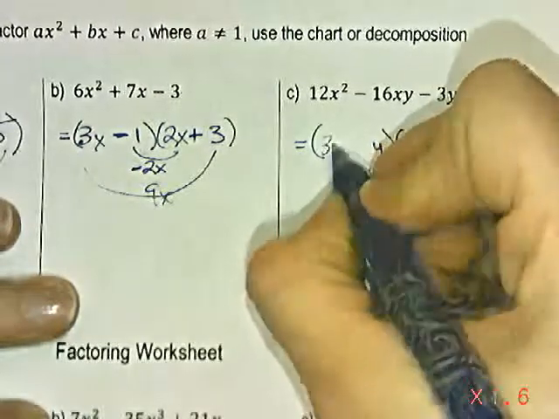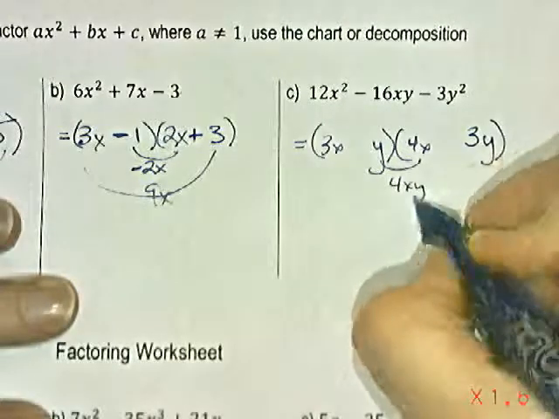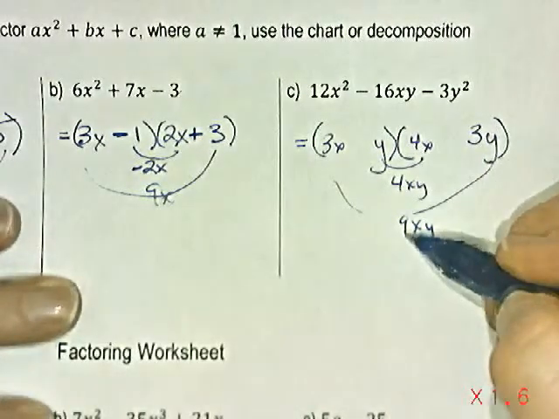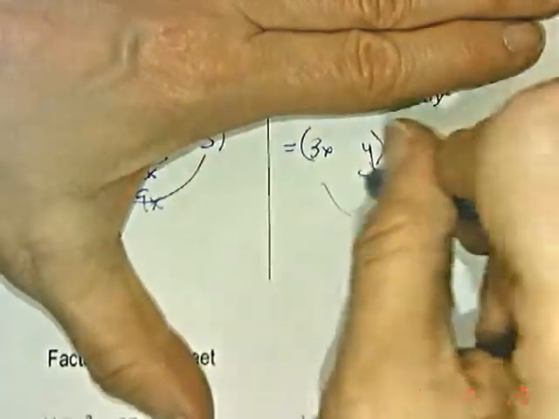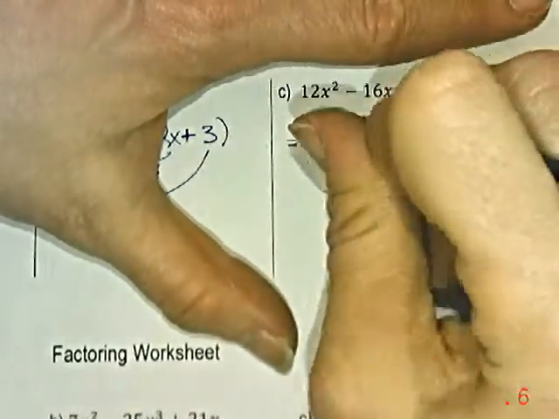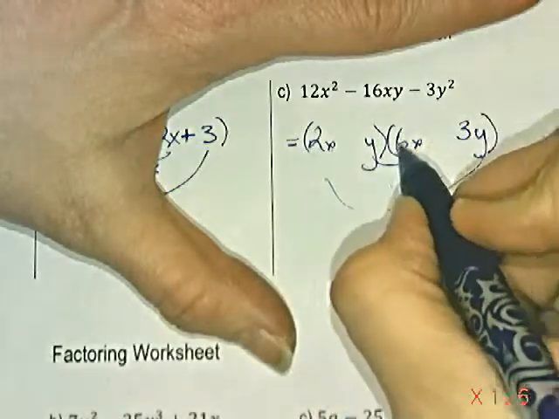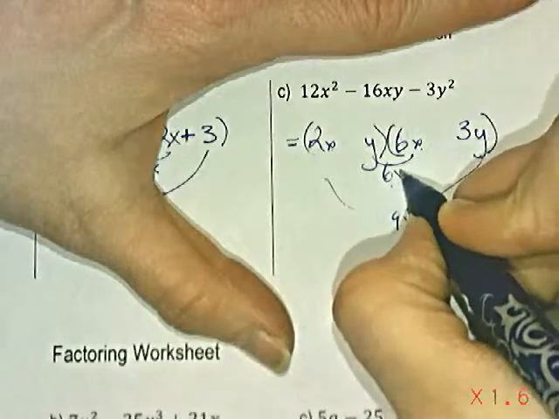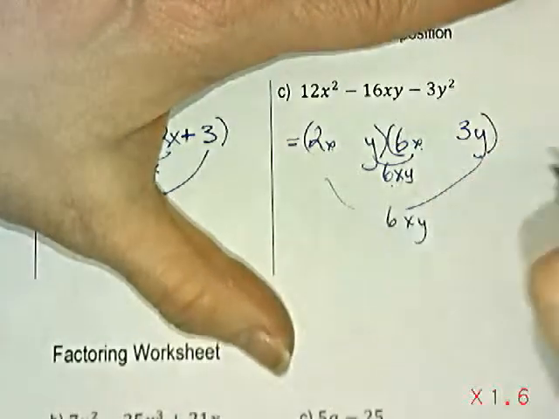Let's check the 3x times the 4x. Then I have a 4xy and a 9xy. Well, that's either going to add to a 13 or subtract to a 5, and that's not going to cut it to get me to my negative 16. So that wasn't it. So let's try the 2x times the 6x. 2x times 6x gets me my 12x squared. My inside term would be 6xy. My outside term would be 6xy.